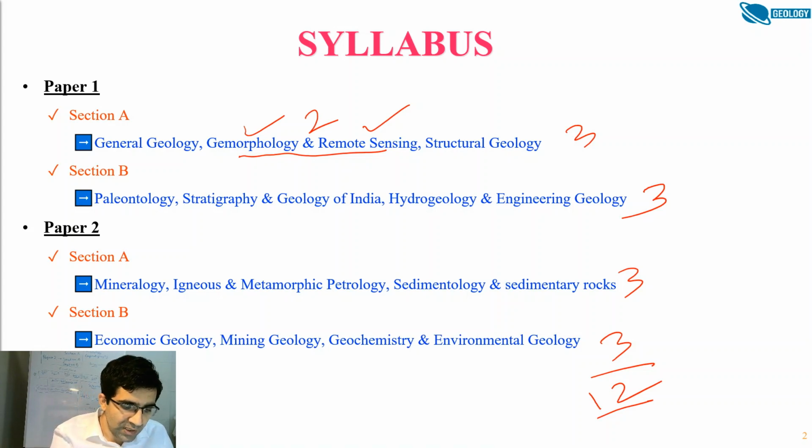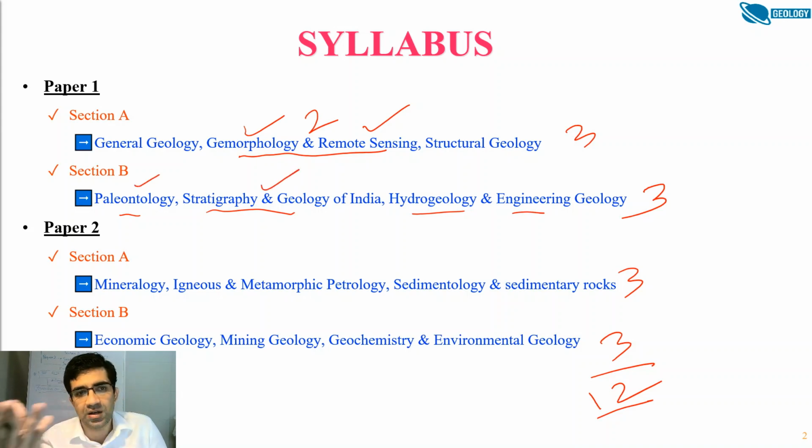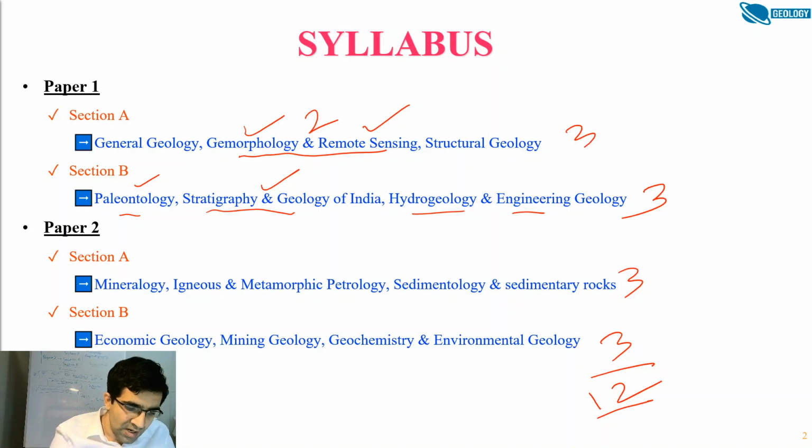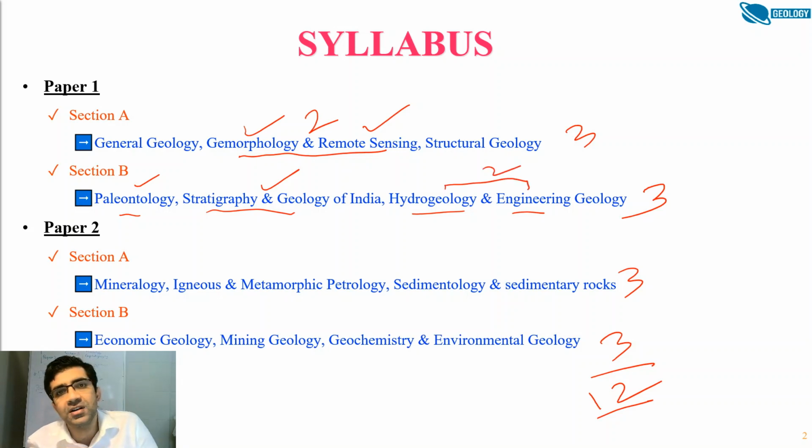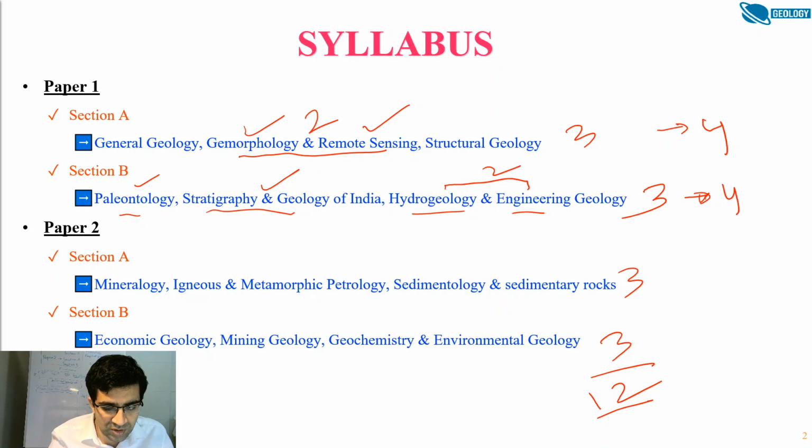Similarly, in section B, you have paleontology, stratigraphy and geology of India, hydrogeology, and engineering geology. Now, paleontology is one subject, and stratigraphy and geology of India you can club as a single subject, although stratigraphy can also sometimes be thought of as a separate subject, if you are not specifically talking about the stratigraphy of India but general stratigraphic principles. And then hydrogeology and engineering geology are definitely two different subjects. So in section A, in reality you have four subjects. Similarly, in section B you have four subjects, although as per the UPSC syllabus there are three in each.